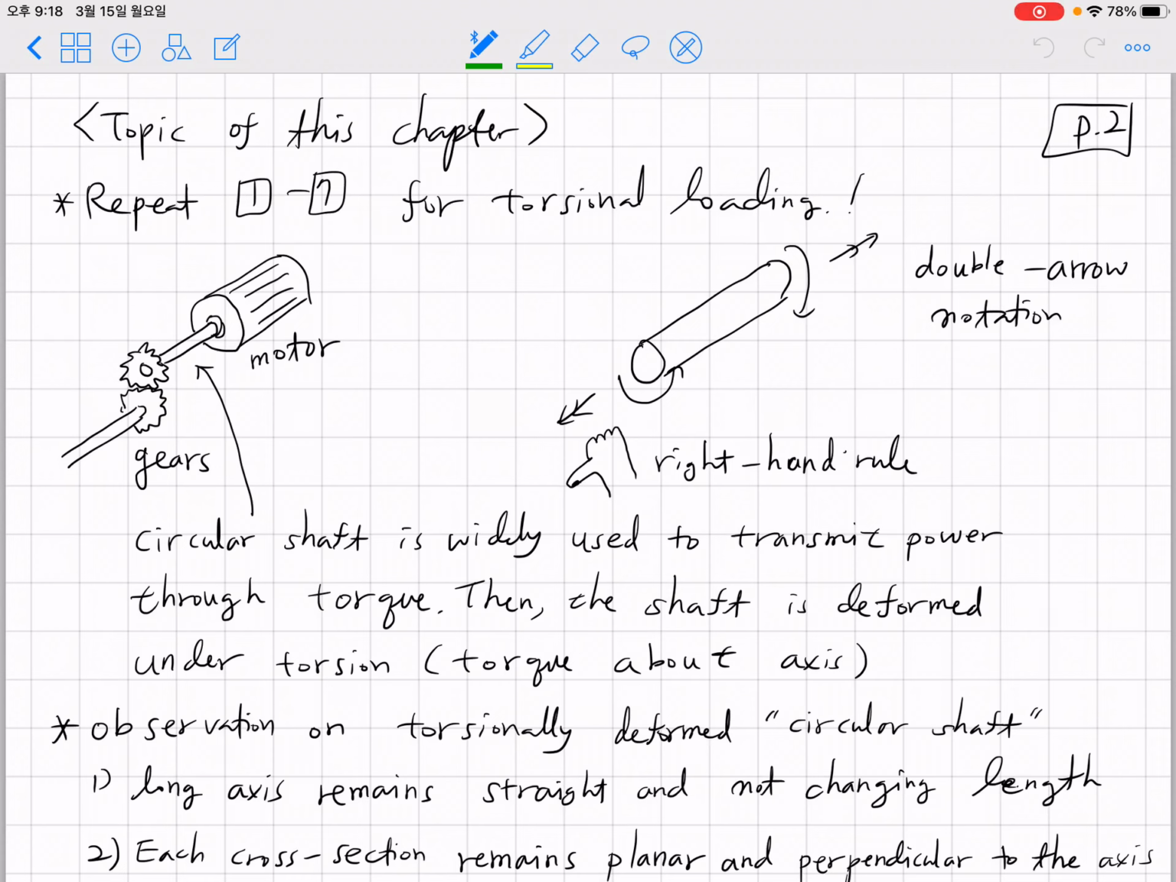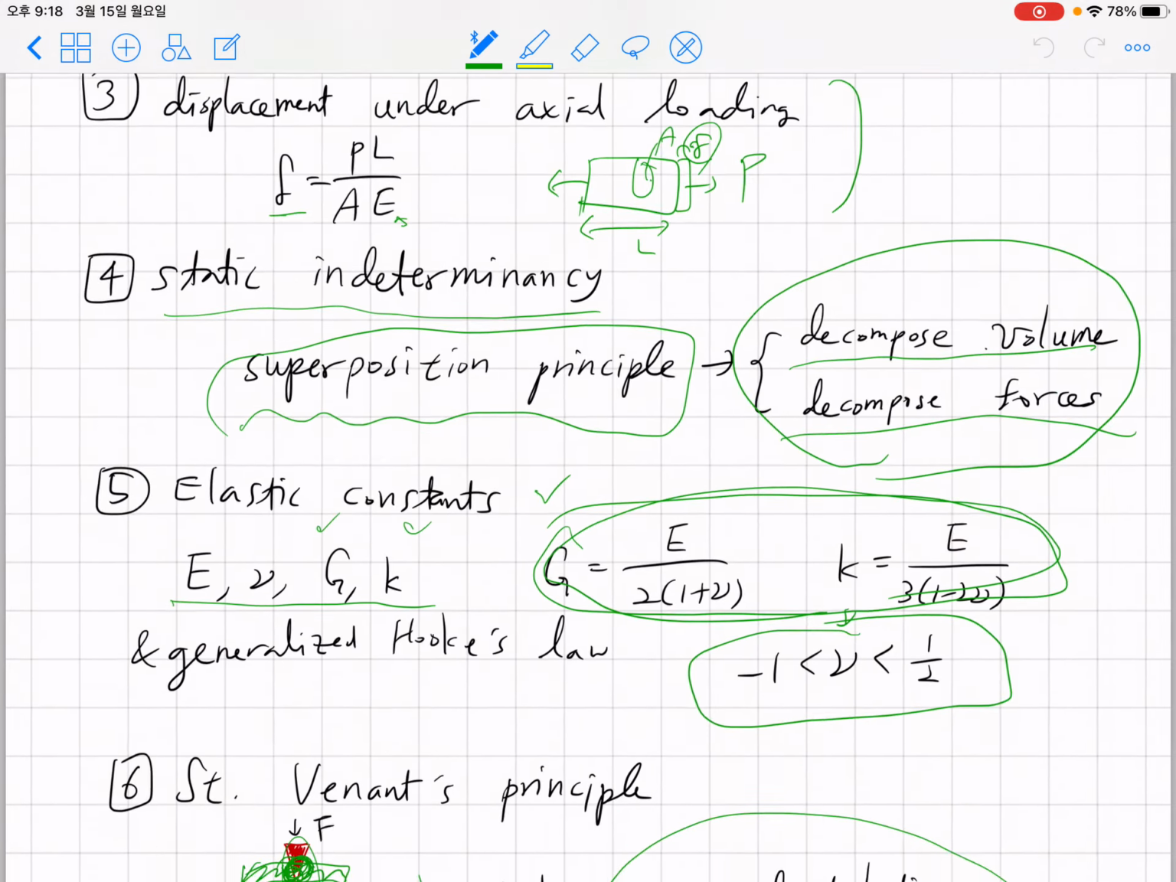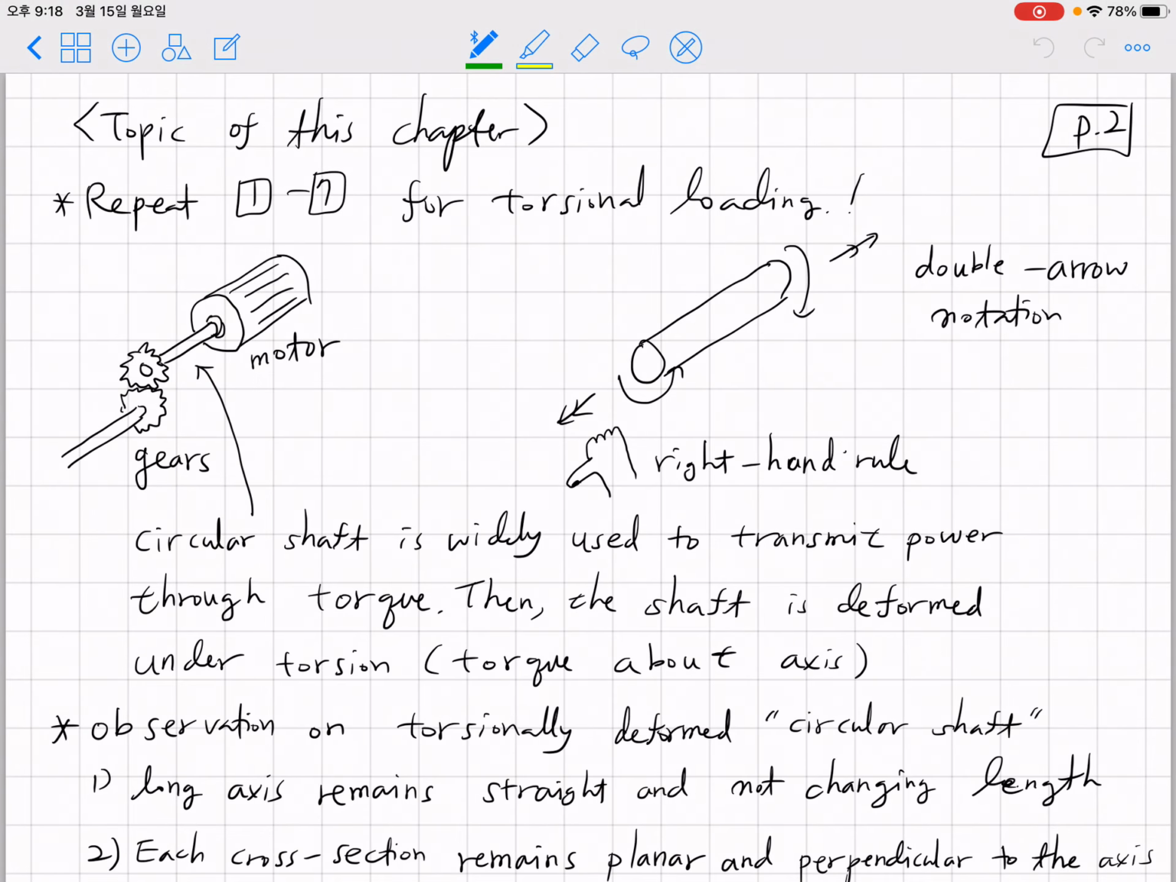Now, let's move on to the topic of this chapter, which is torsional loading. What you're going to do is repeat steps 1 through 7 of axial loading for torsional loading. That's it. And before talking about torsional loading, let's think about its technical relevance.